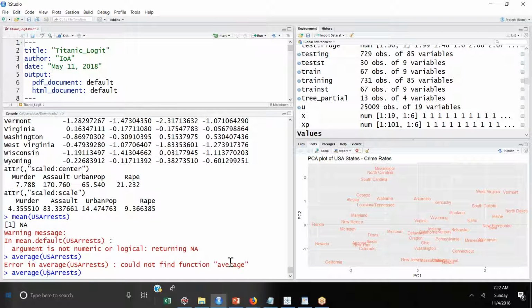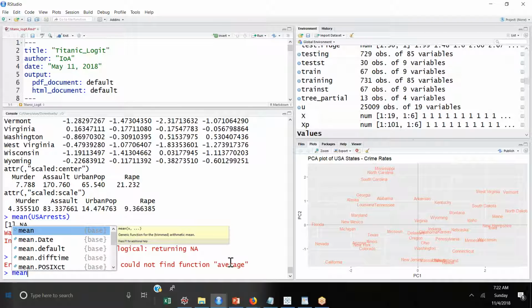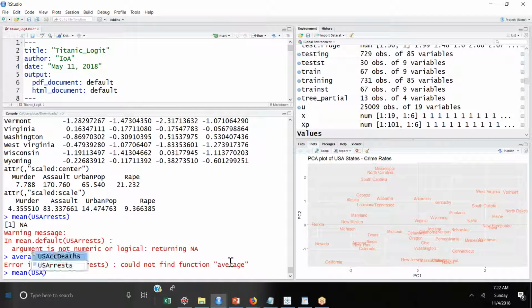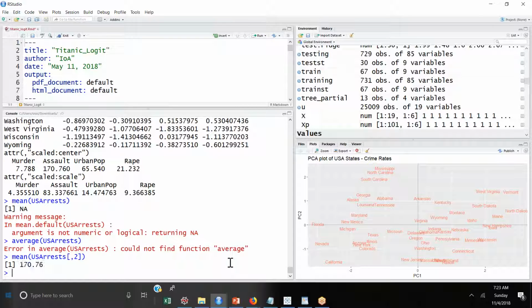USArrests. Okay, let me. Mean is fine. Now I want to do USArrests one variable at a time. That's better, okay? One variable at a time. I want the 2, right? 2 is the one that is Assault. Assault type.